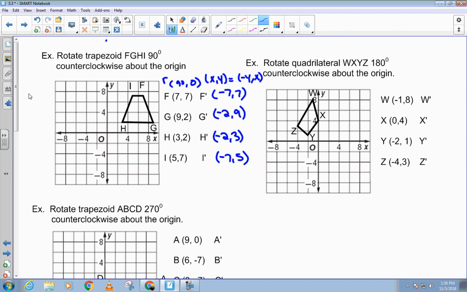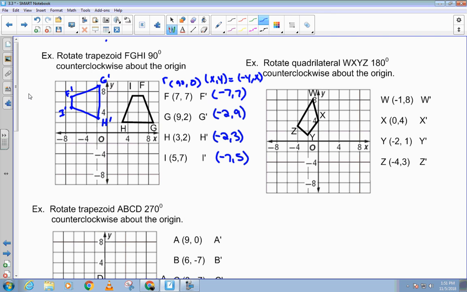Okay, so let's graph those. Negative 7, positive 7. That's F prime. G prime is negative 2, positive 9. And H prime is negative 2, positive 3. And I prime is negative 7, positive 5. Alright, so 90 degrees counterclockwise about the origin.